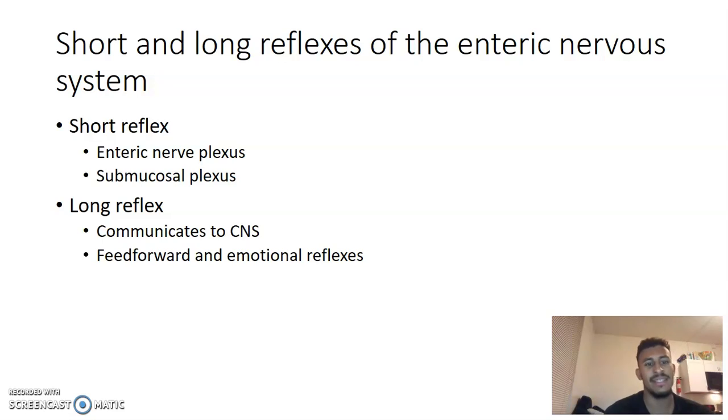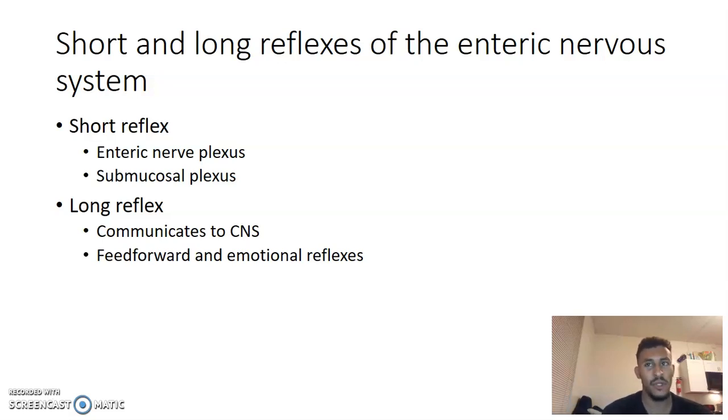Although the ENS is allowed to work in isolation, it also has the long reflex, which communicates with the CNS. So the long reflexes that originate outside the digestive system include feed-forward reflexes and emotional reflexes. Feed-forward reflexes begin with stimuli such as sight, smell, sound, or thought of food, and they prepare the digestive system for food that the brain is anticipating. For example, if you're hungry and smell dinner cooking, your mouth waters and your stomach growls. That's an example of the feed-forward reflex.